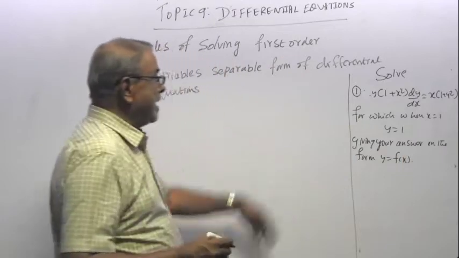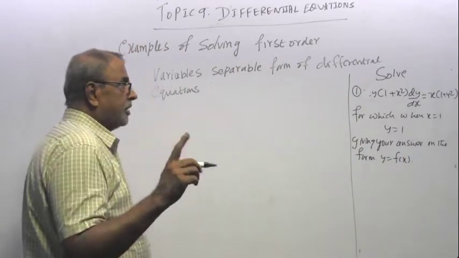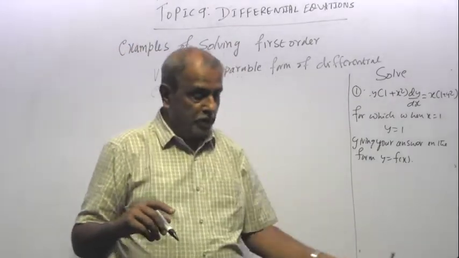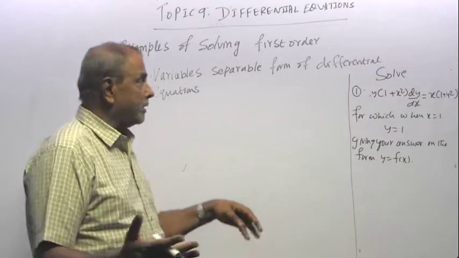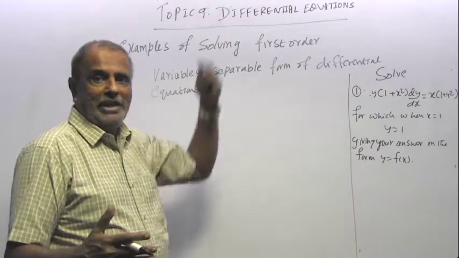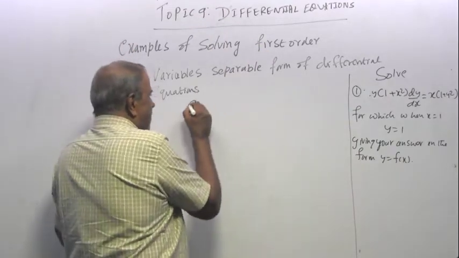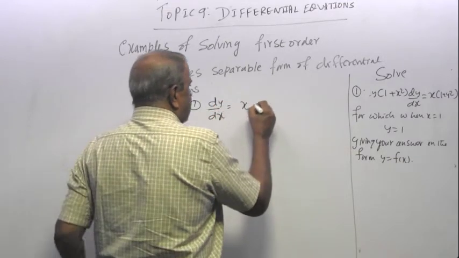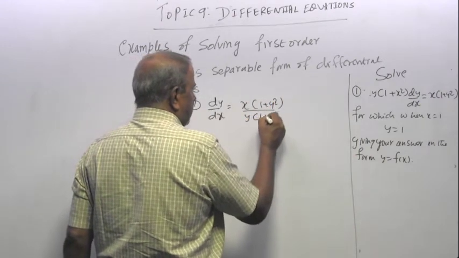First and foremost, I know it's first order, but you're not being told it is first order variable separable. I have written it because I know it is. So first job is make dy by dx the subject. So dy by dx equal to x times 1 plus y squared over y times 1 plus x squared.